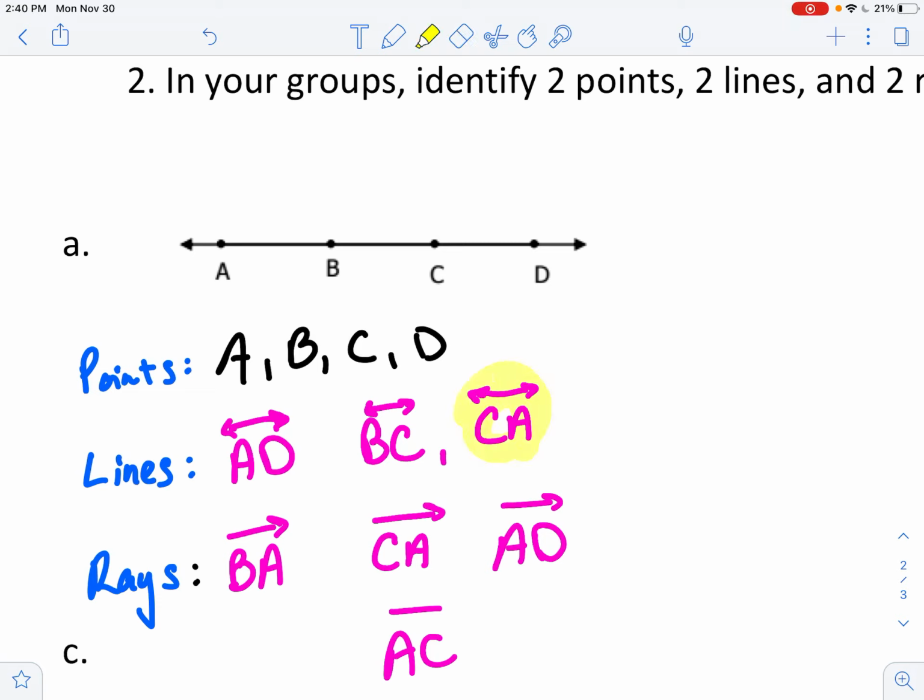And you can see here, this is why we have to draw those pictures above, because I could have CA as a line, or CA as a ray, or CA as a segment. So I really have to make sure to draw that picture above my name, if it's a line, ray, or segment.